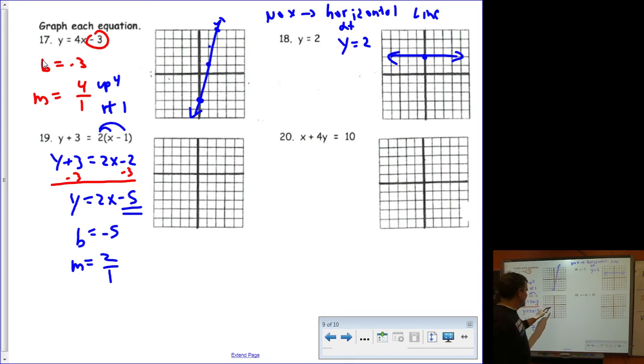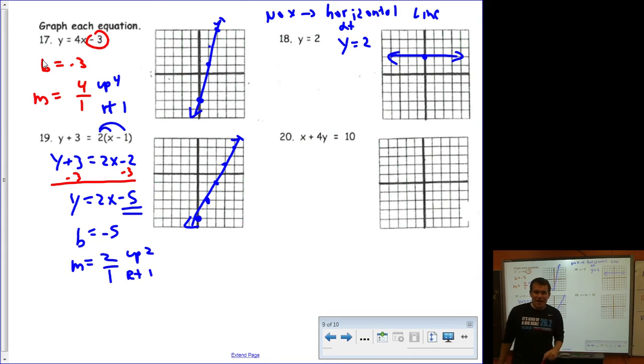So I would put a dot at the y-intercept, -5. The slope is telling me to go up 2, right 1. So I'd go up 2, right 1, and repeat that several times. And there's my line. Kind of.